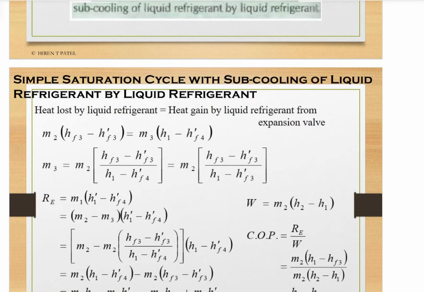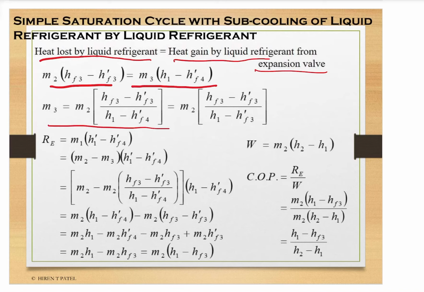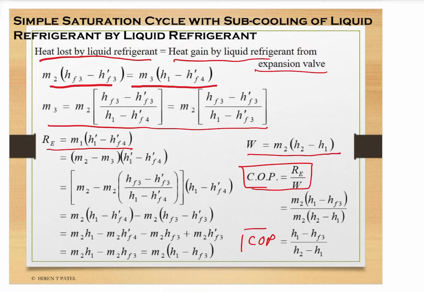So, here again the heat balance is heat lost by the liquid refrigerant, it is heat gained by the liquid refrigerant from the expansion valve. So, here M2 into (HF3 minus HF3 dash) is equal to M3 into (H1 minus HF4 dash). From that we are getting the equation for M3, and refrigerating effect is M1 (H1 dash minus HF4 dash), and W is equal to M2 (H2 minus H1), and COP is RE by W. So, we are having the final equation of COP as (H1 minus HF3) divided by (H2 minus H1).